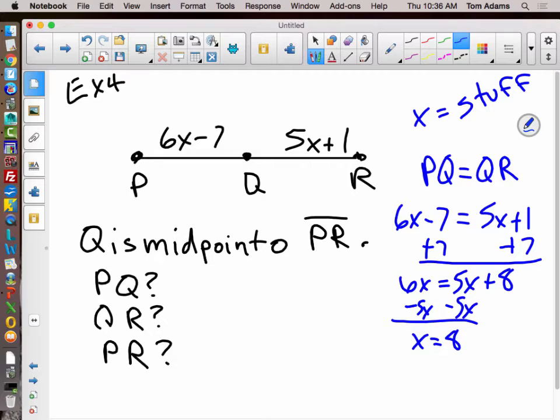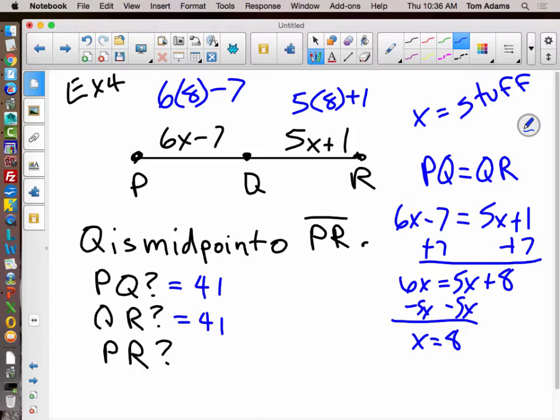Well, that's cool. So if I wanted to find PQ, I would say 6 times x, but we know that x is equal to 8. So 48 minus 7 is 41. Now over here, I would say 5 times x, which is 8, plus 1. 40 plus 1 is 41. Hey! Q really is the midpoint, and PQ is really equal to QR. Now what's PR? Yeah, it's the sum of the parts, which is 82.